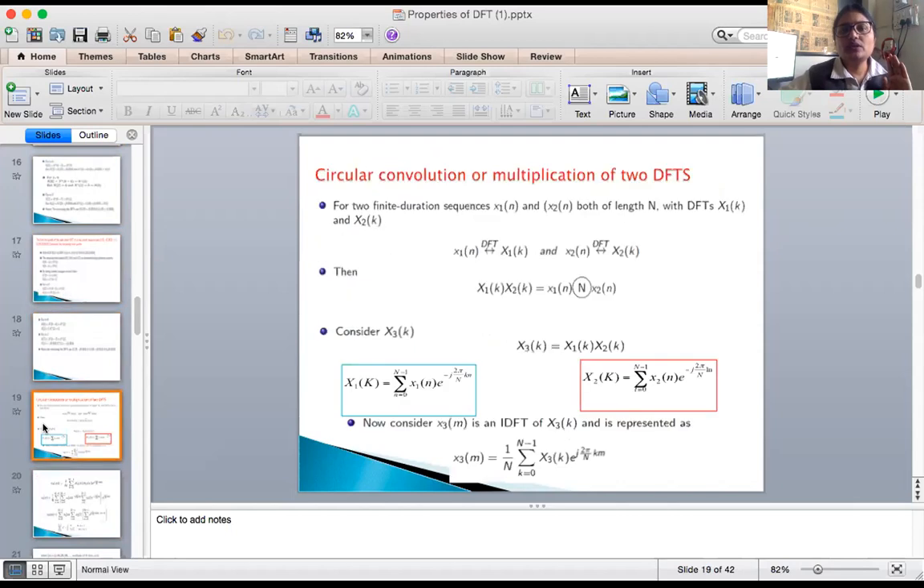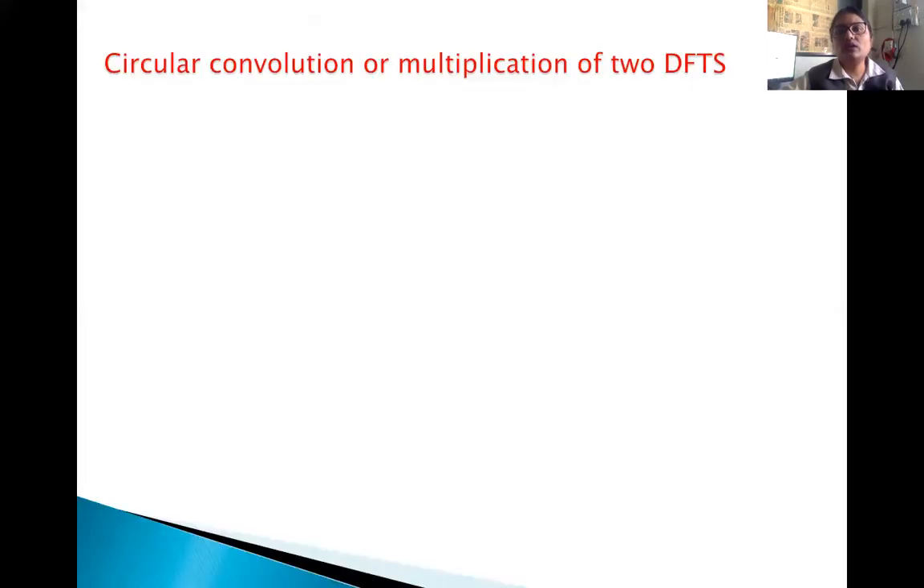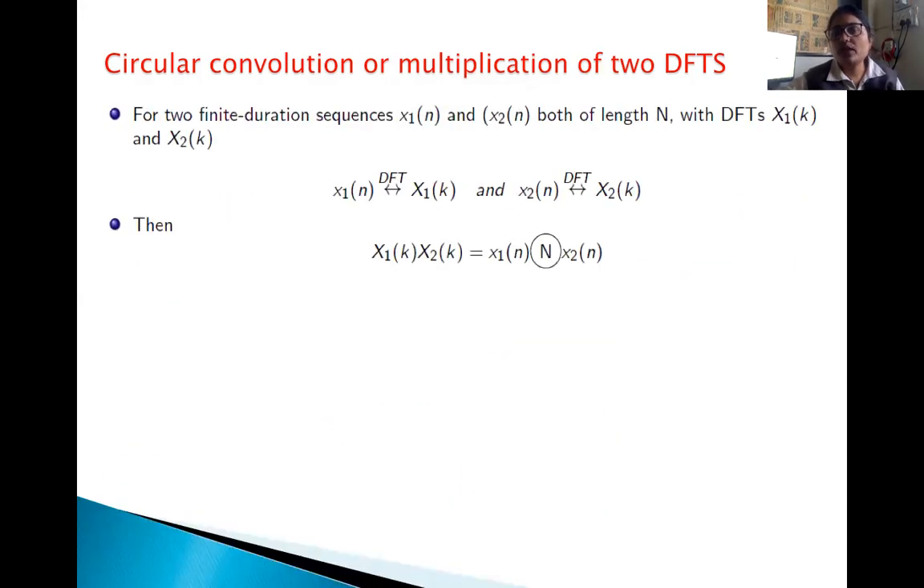Then in this lecture, we will be going through circular convolution. This is a very important property, circular convolution or multiplication of two DFTs. Write down: the next property is called circular convolution or multiplication of two DFTs. Write this down. Here we have considered two sequences because we want to perform the multiplication. So two DFTs we have considered.